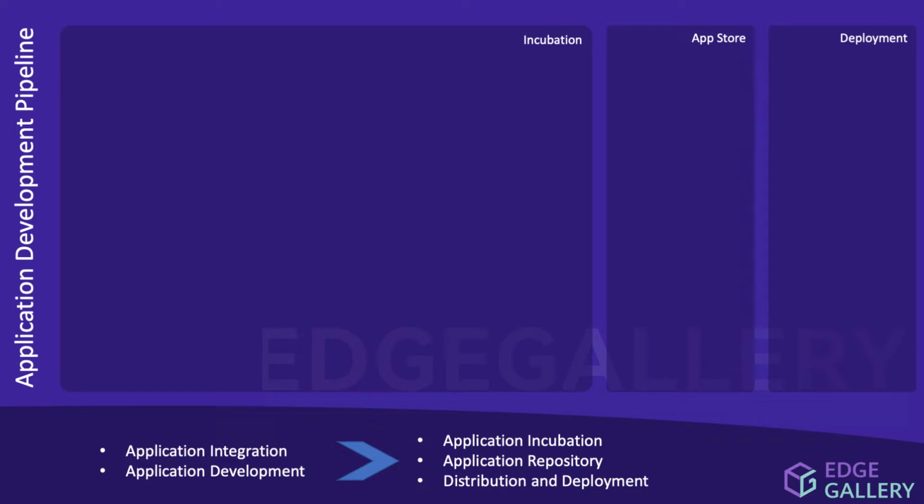There are two user scenarios supported by EdgeGallery. Scenario 1 is application integration, wherein an application vendor wanted to integrate his existing application with EdgeGallery. Second user scenario is application development, wherein an application developer wanted to leverage EdgeGallery provided capabilities to carry out his application development and deployment. Application integration, or application development in EdgeGallery, is performed in three phases, including application incubation, application repository, and application deployment. We'll look into the application development flow.